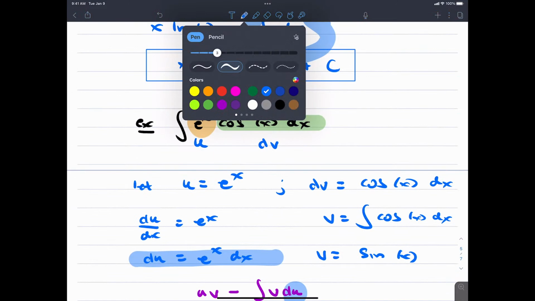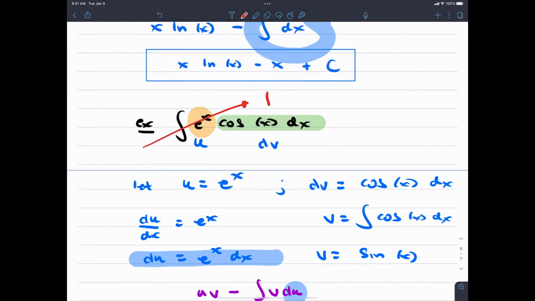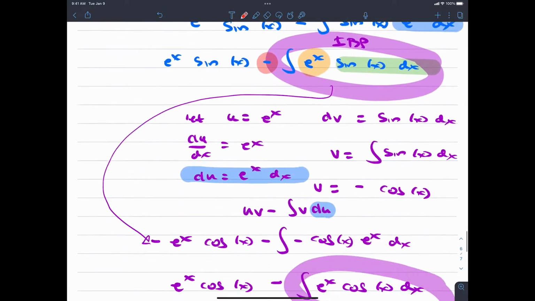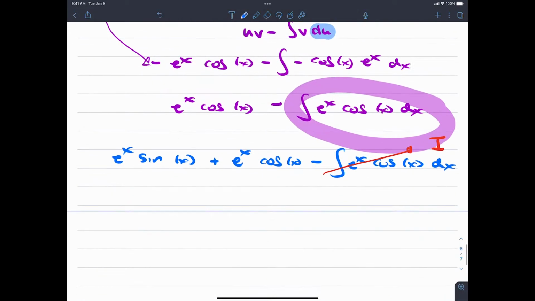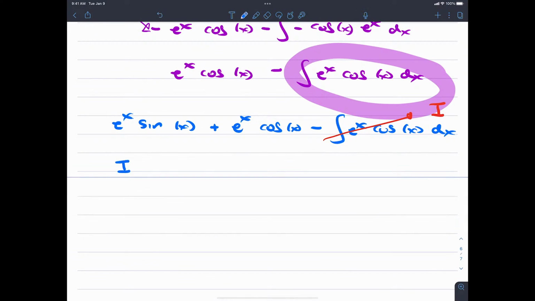Somebody in class said this. Call that I for the integral. You okay with that? Call this, that's the same thing, call that I. So the equation you have is I equals e to the x sine x plus e to the x cosine x minus that same I, because it's the same integral. Is that true? You don't even have to call it I. You could leave the integral there.